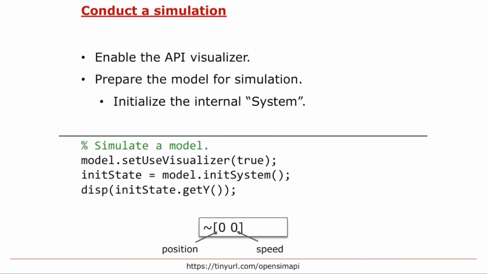One of the most important functions on the state object is getY, which returns a vector of all state variable values. I've shown the results of getY on the initial state, which provides the value of the generalized coordinate and generalized speed for our 1 degree of freedom model. Here, you can see that both the coordinate value and speed are 0 initially.